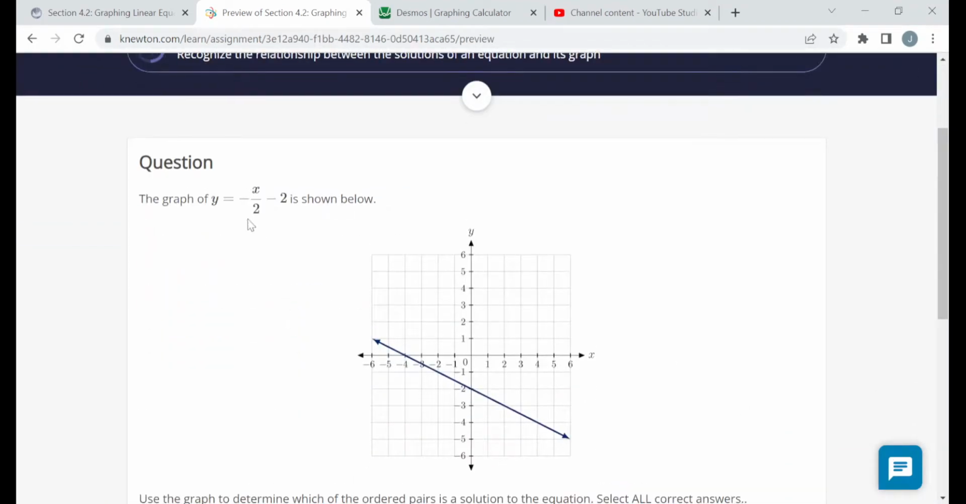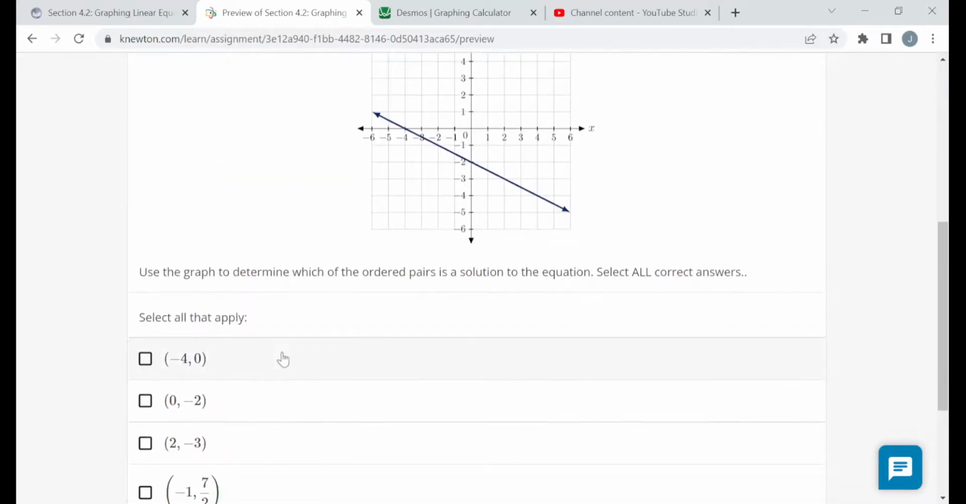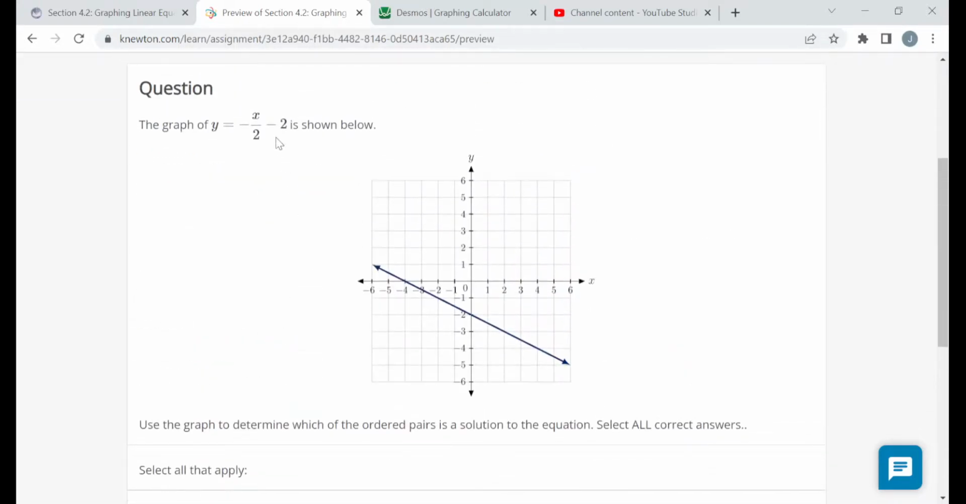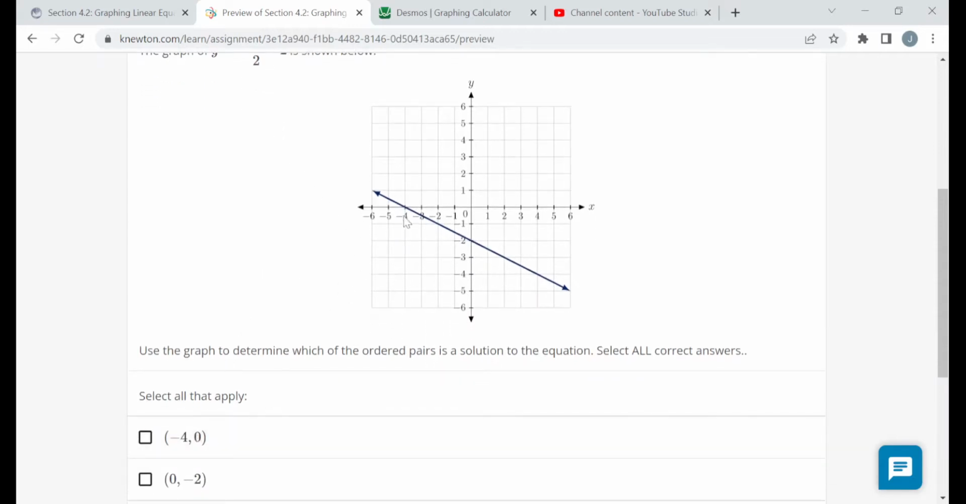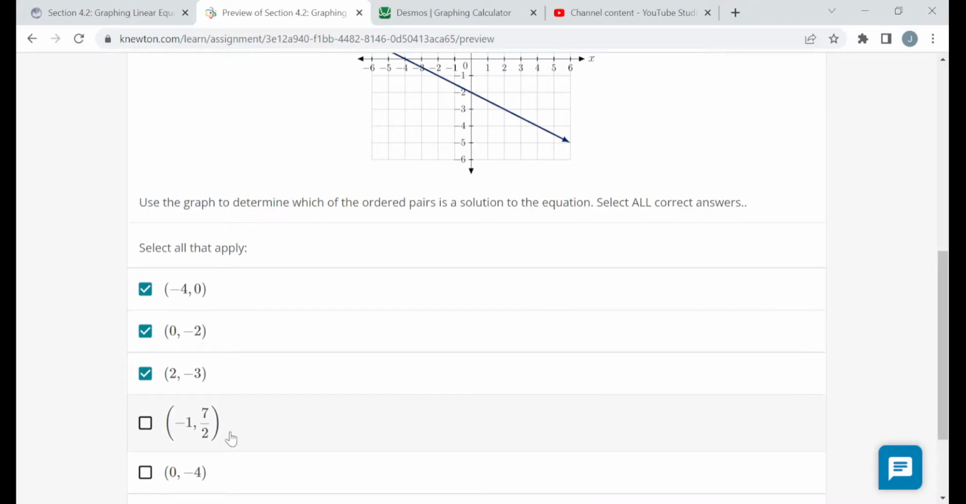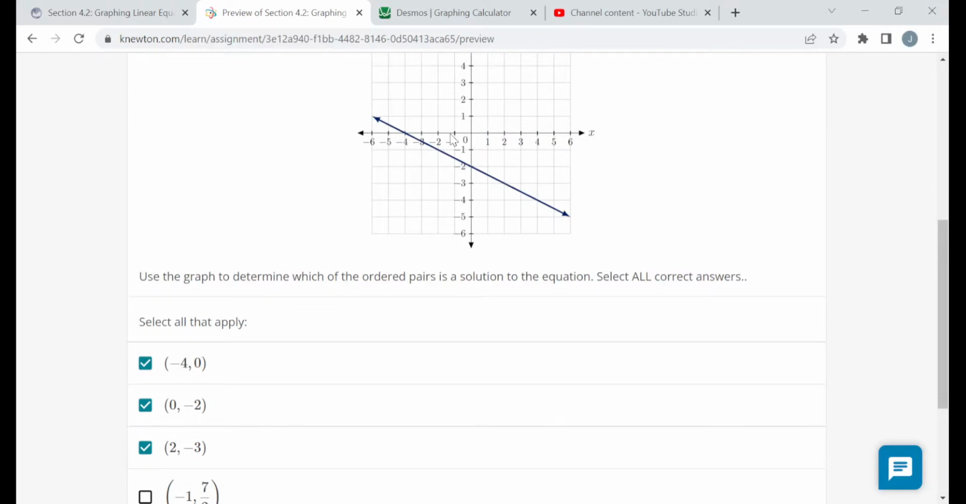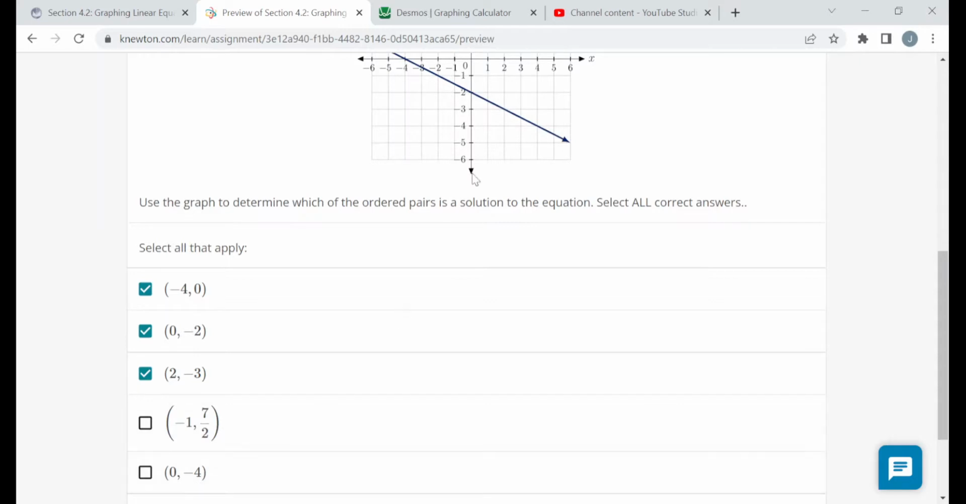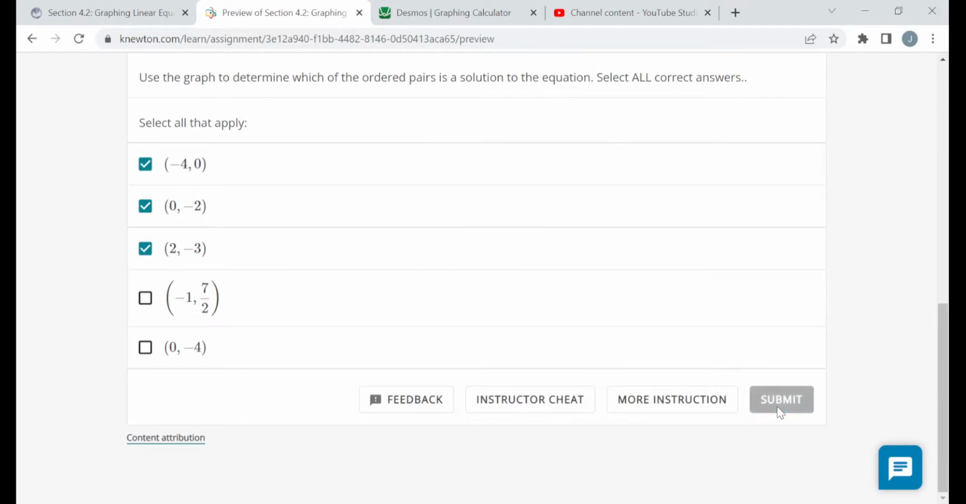Alright, so once again we're given an equation and a graph and then asked which of these points actually solve the equation, right, satisfy the equation, or are on the graph of the line. Is -4, 0 on the line? Yep. Is 0, -2 on the line? Yep. So I'll select these. Is 2, -3 on the line? Absolutely. Is -1, 7 halves, or positive 3.5, on the line? -1, 3.5 is definitely off the line, so that's not a solution of the equation. And 0, -4 is also off the line, so the only 3 I selected are the only solutions they actually have.